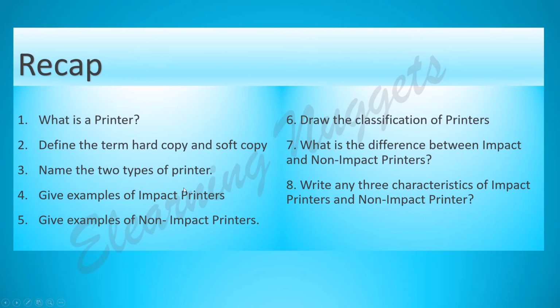Let us quickly have a recap of this lesson, what we learned. What is a printer? Yes, it's an output device used to print images and text. What does the term hard copy and soft copy mean? Hard copy means the printouts on the paper, and soft copy means the files in your computer memory. The two types of printers are impact printers and non-impact printers. Examples of impact printers are, yes, your dot matrix printer, daisy wheel printer. Non-impact printers, it is laser printer and thermal printer.